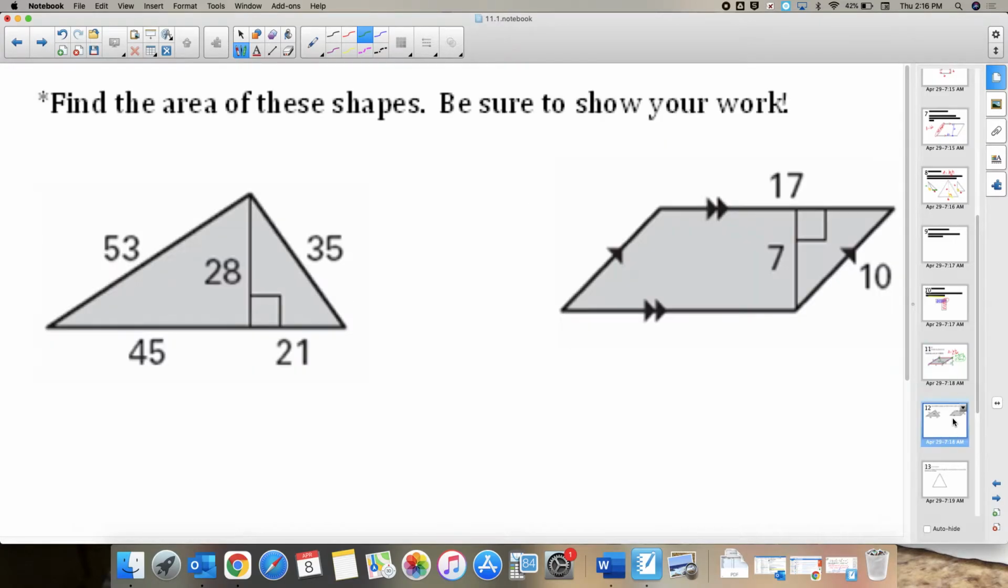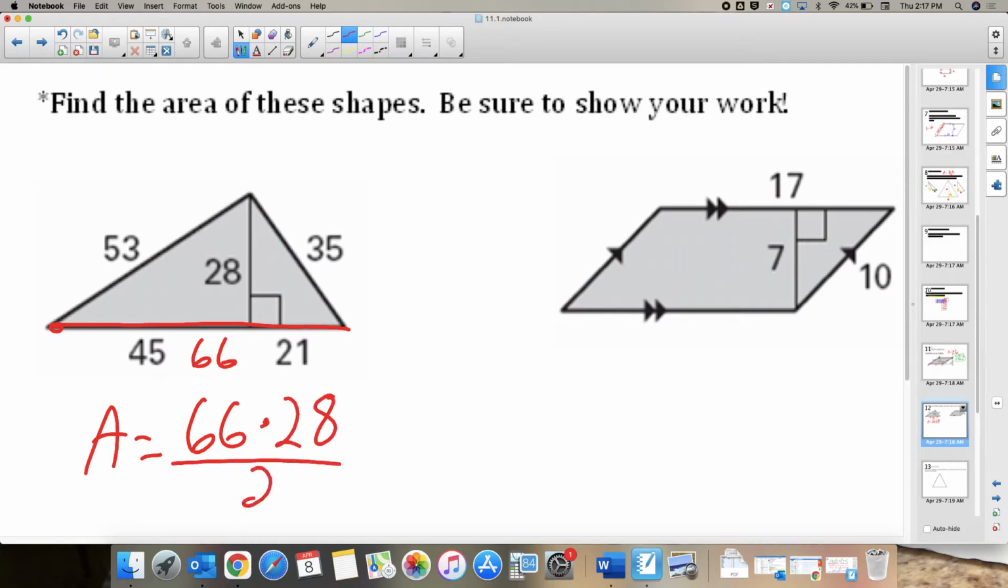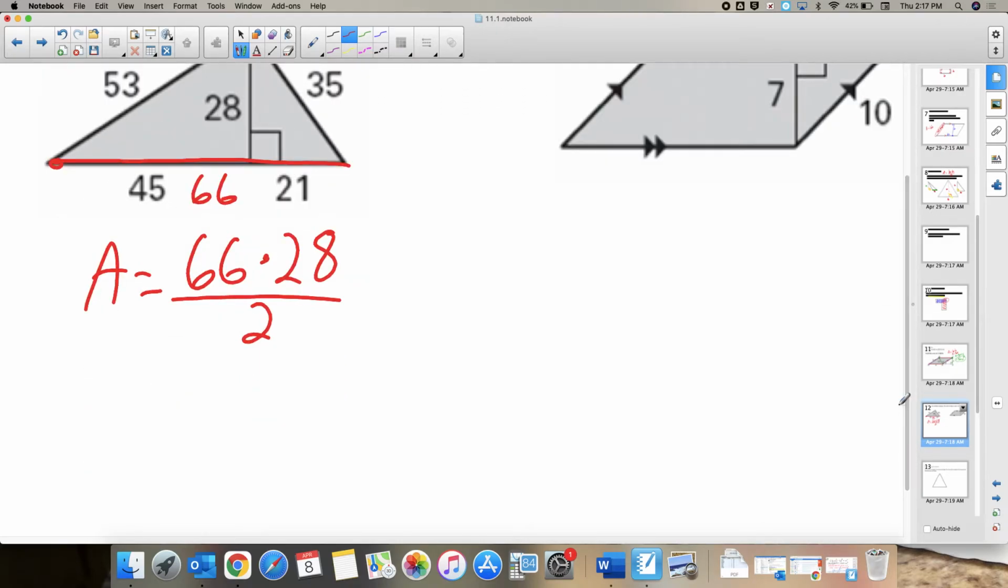Okay. Taking a look at our next one here. We have our triangle. The whole base on the bottom, 45 and 21, gives us our whole base to be 66. So we have 66 times 28. And then I got to divide that by 2. We get 924.